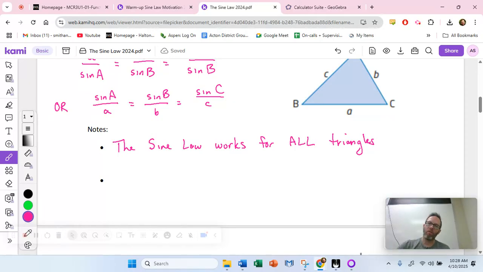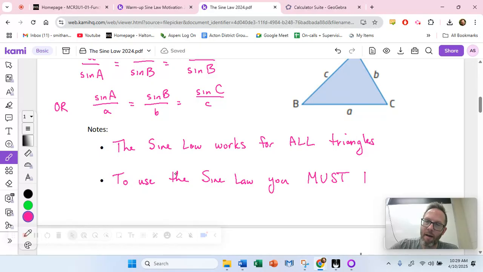So the second note, I'm just going to make a note here: to use the sine law, you must have, now this is my own term, this is not a formal math term, it just rolls off the tongue easier, a side angle pair. So you have to have a side and its opposite angle. If you do, you can use the sine law. If you don't, you cannot use the sine law. We maybe need a different law, which we'll talk about another day.